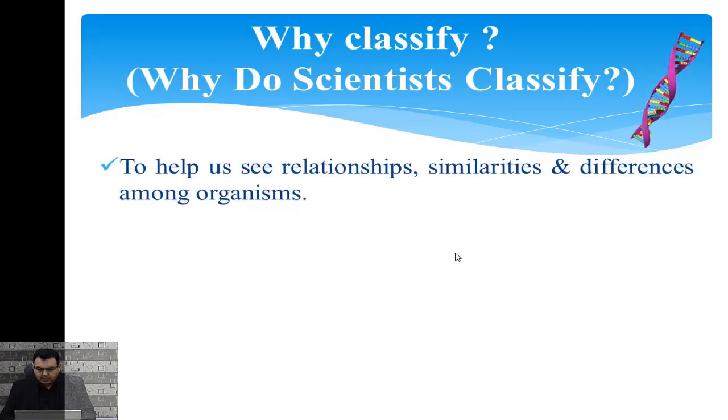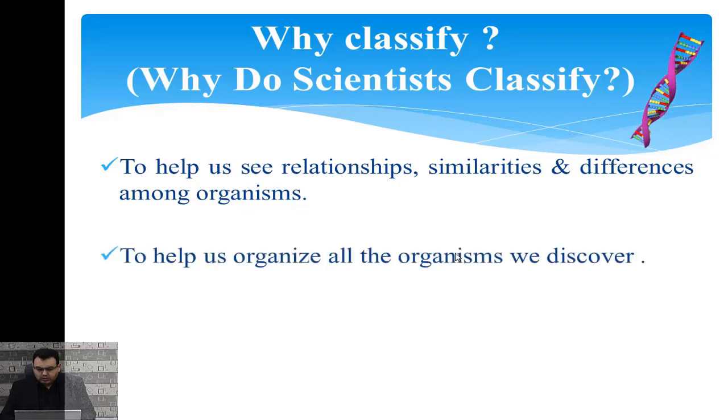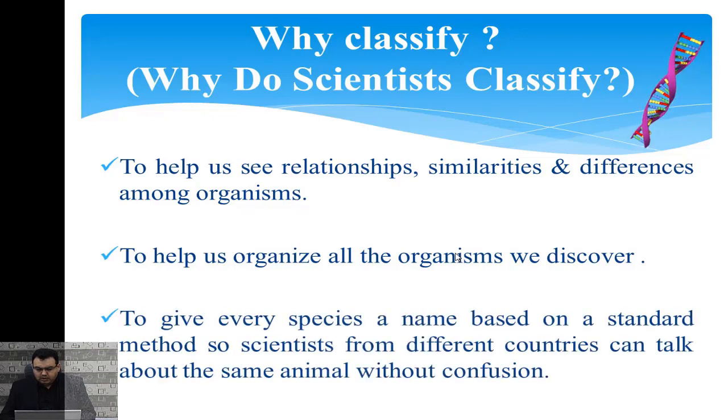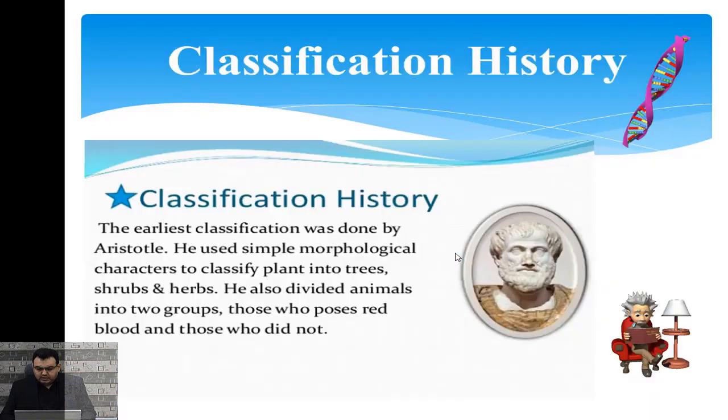Why classify? Why do scientists classify? To help us see relationships, similarities, and differences among organisms. To help us organize all the organisms we discover. To give every species a name based on a standard method so scientists from different countries can talk about the same animal without confusion. Classification history. The earliest classification was done by Aristotle.